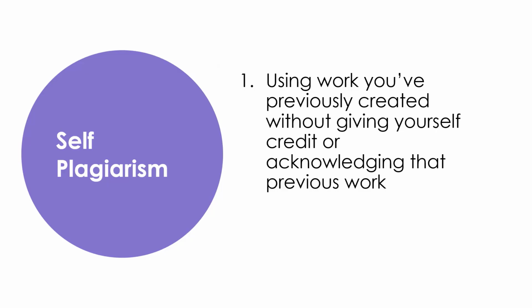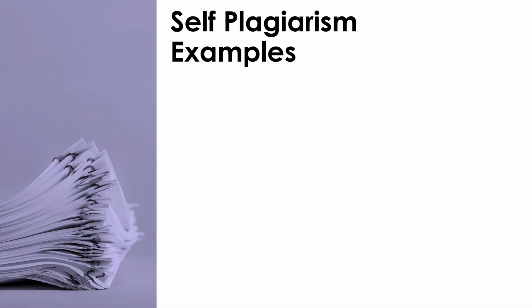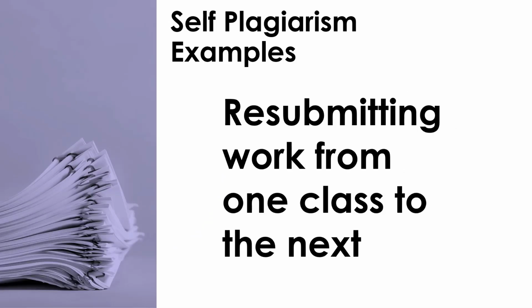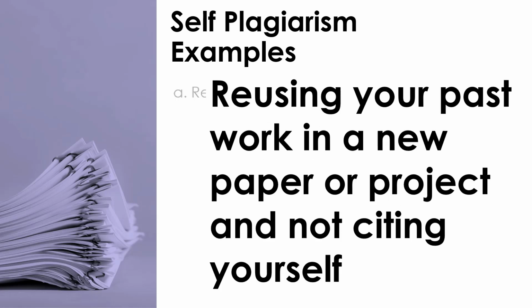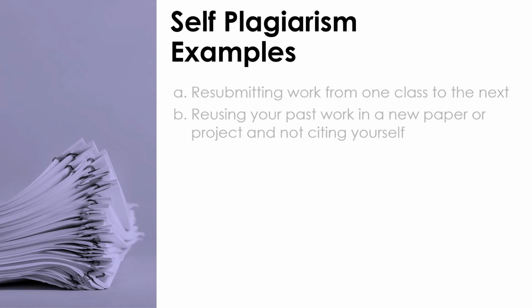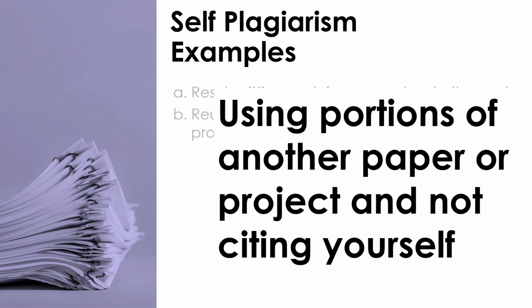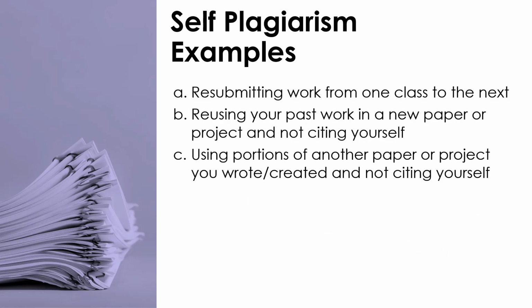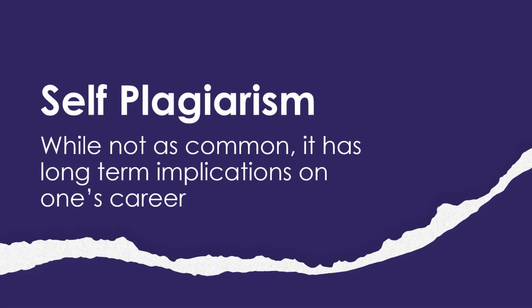Self-plagiarism is not as clear. It is using work you've previously created without giving yourself credit or acknowledging that previous work. Here are some examples of self-plagiarism: resubmitting work from one class to the next, reusing your past work in a new paper or project and not citing yourself, using portions of another paper or project you wrote or created and not citing yourself. While not as common, it has long-term implications on one's career, particularly if you're working on your thesis, dissertation, or articles for publication. If you aren't sure if you can use previous work, ask your professor or committee chair.